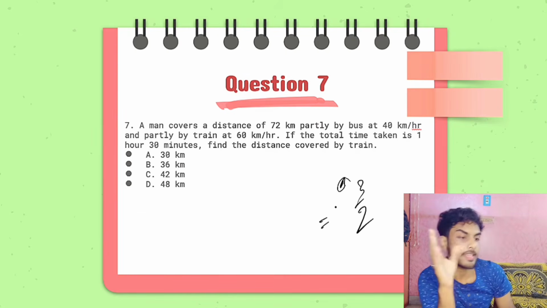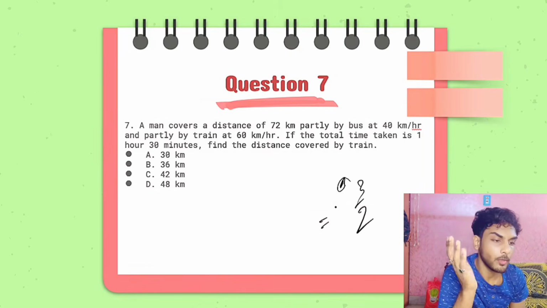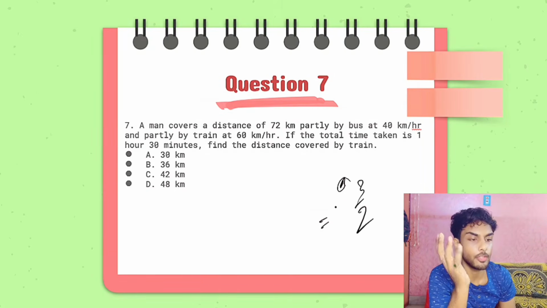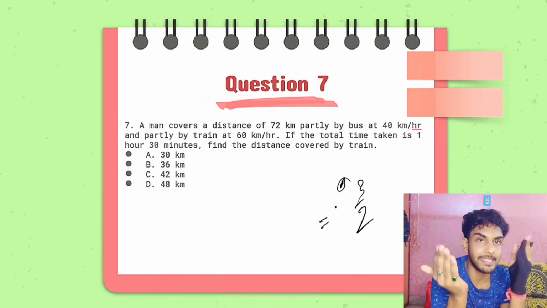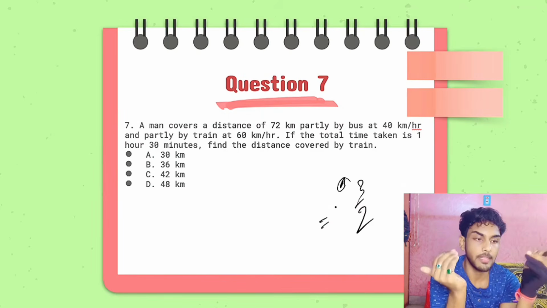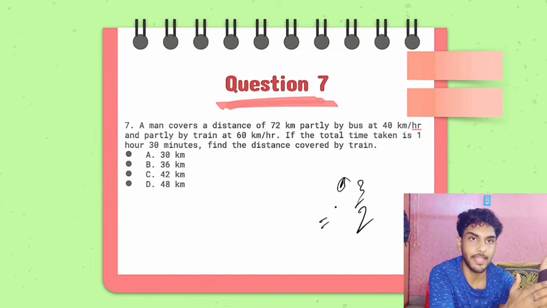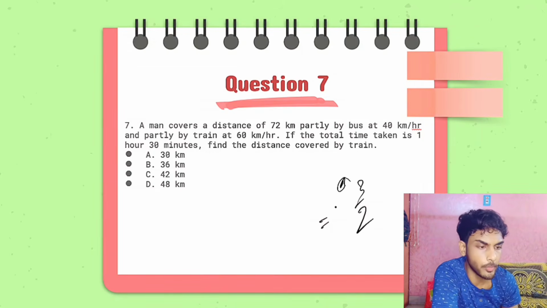Once you understand that time is given, you need to find a formula through which you can do it. Speed equals distance by time, and time equals distance by speed. So you need to write it in such a way that distance by speed plus distance by speed equals the exact time. Speed equals distance by time, time equals distance by speed. That's what we will be doing here.